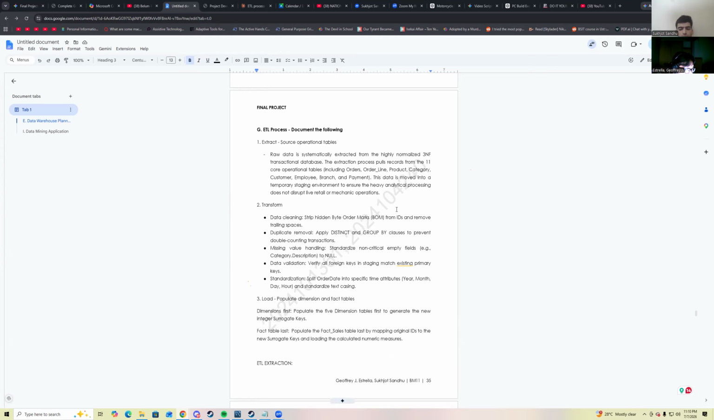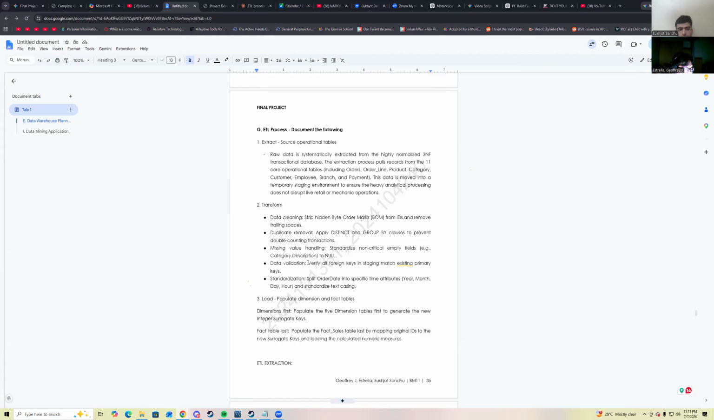First is the extract phase. We pull the records from our 11 operational tables and move them into a temporary staging area. The key here is that we do this safely behind the scenes, ensuring we never slow down the cashiers or mechanics who are actively using the live system.